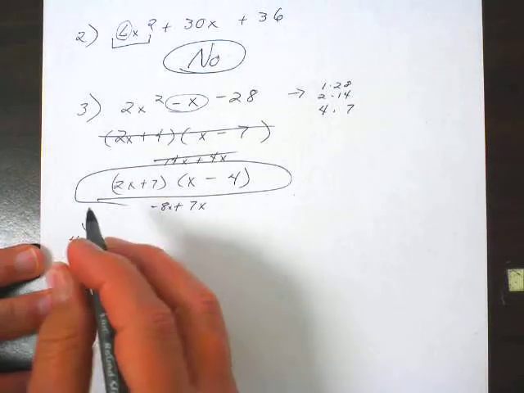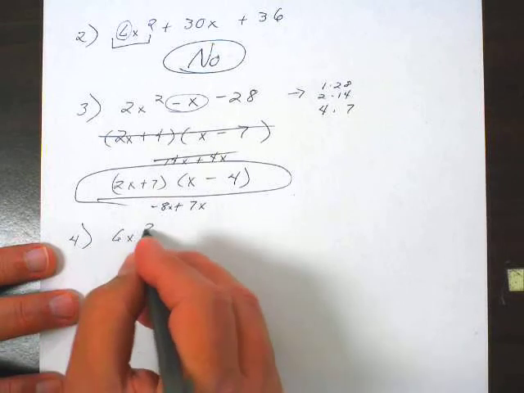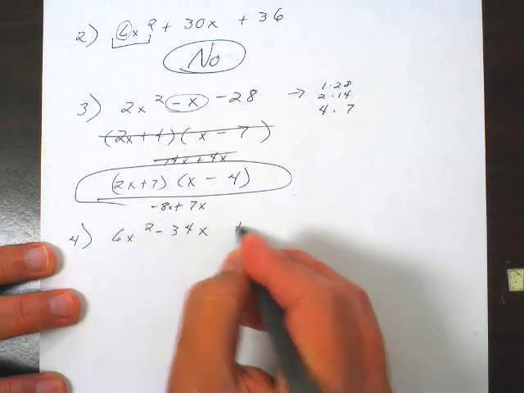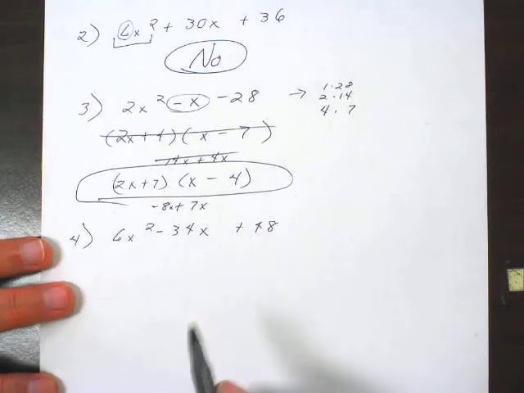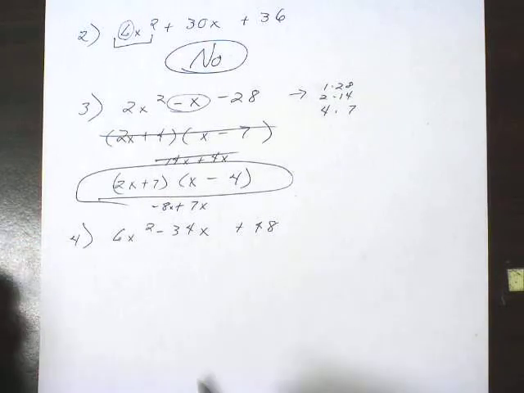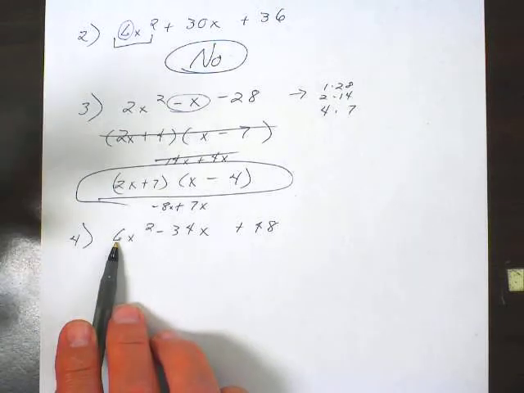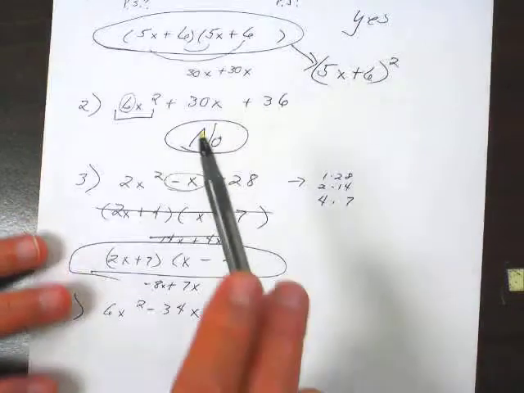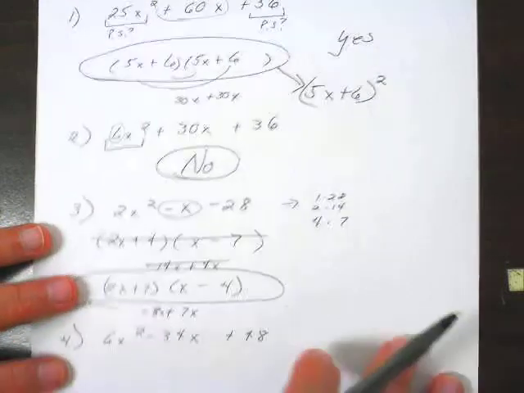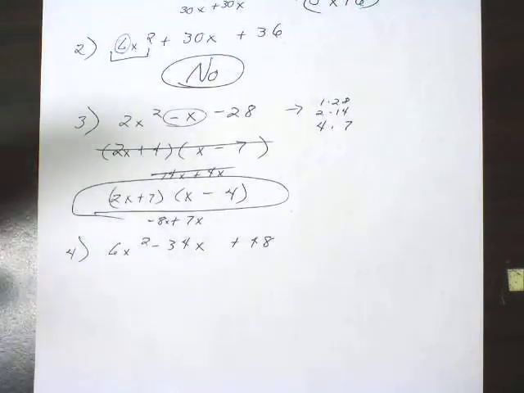Okay, number 4. You got 6x squared minus 34x plus 48. Chase, is this a perfect square trinomial? Square root of 6 does not come out even, and neither does 48. Oh, and also, for it to be a perfect square trinomial, that last term has to be a plus. Because remember, if it's a perfect square, let's say it's minus 36, what times what equals minus 36? 6 times 6? Negative 6 times negative 6 equals negative 36?